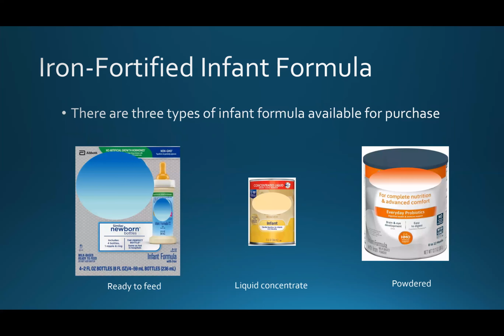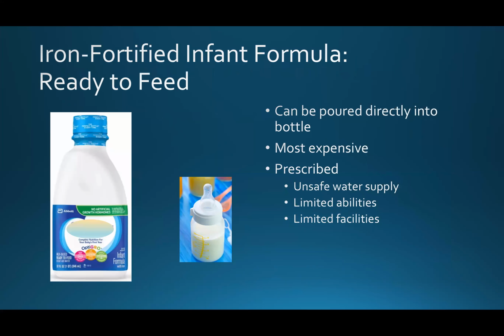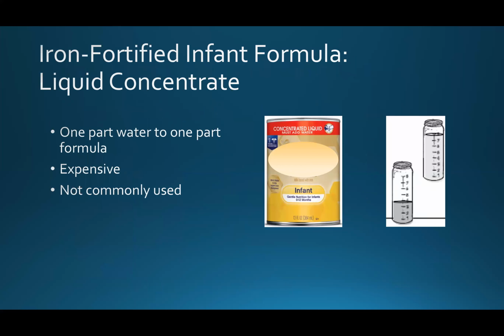There are 3 types of infant formula available for purchase: ready to feed, liquid concentrate, and powdered. Ready to feed can be poured directly from the container into the bottle and fed. It is the most expensive form of formula and may be prescribed for parents who have an unsafe water supply or who have limited abilities or facilities for mixing formula. Liquid concentrate is mixed 1 part water to 1 part formula. It is also expensive and not commonly used.